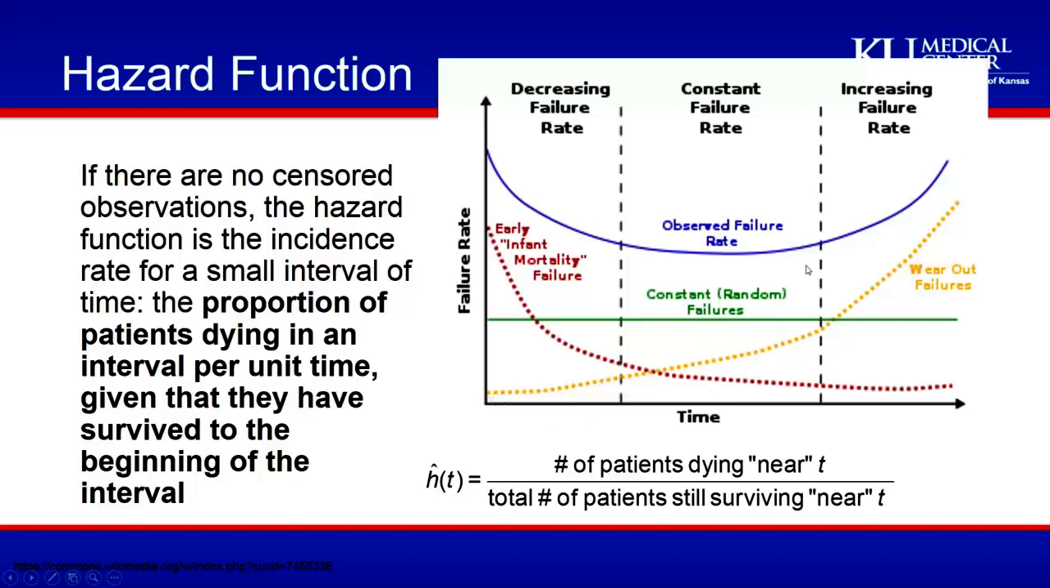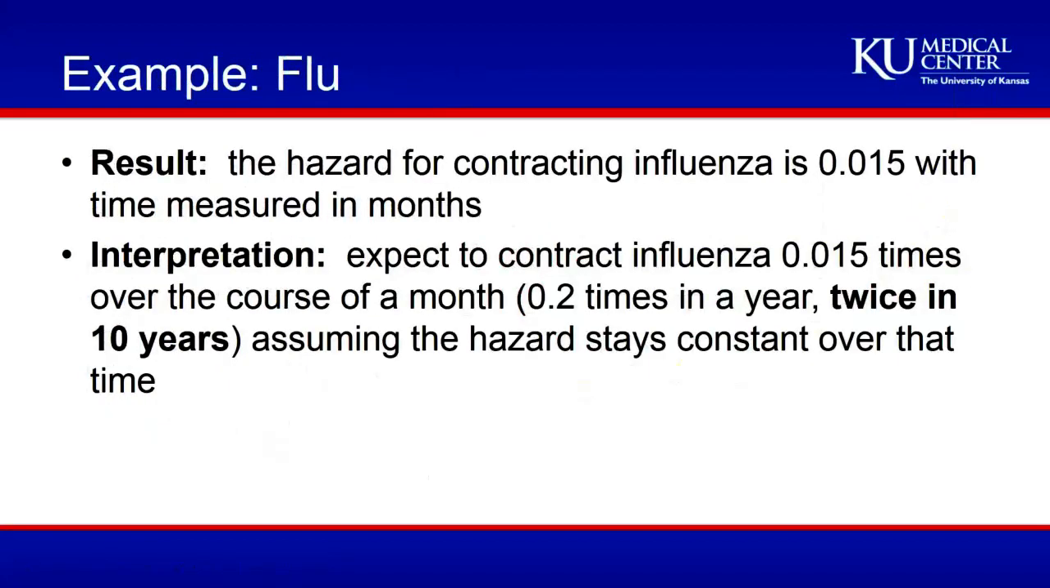You can have risk that starts low and increases over time. But the idea here is, if we want to compare this instantaneous risk of the event between groups, we actually have to take ratios of this hazard function.